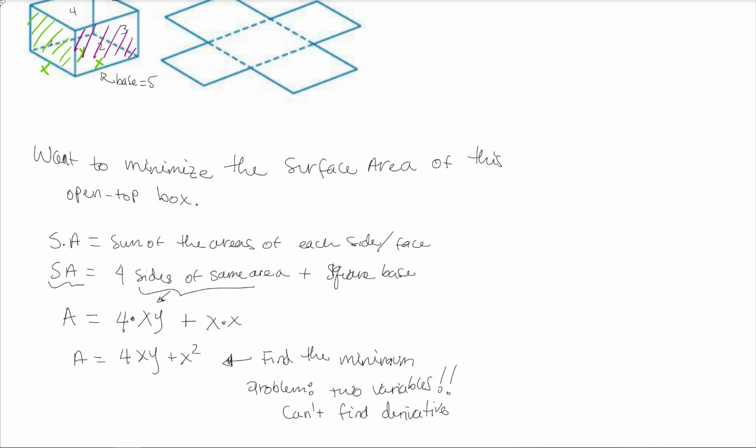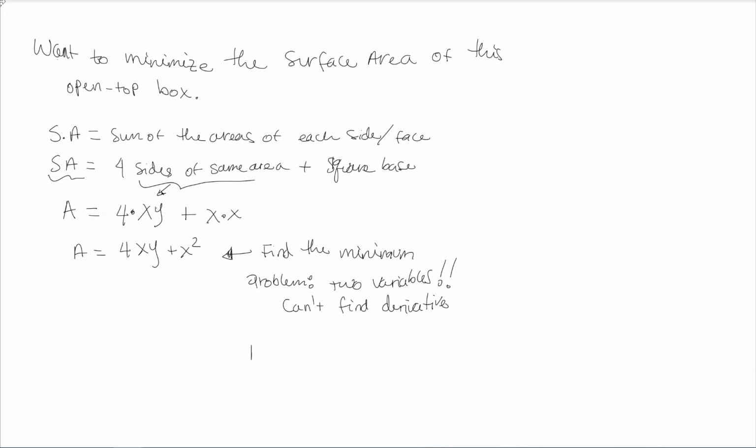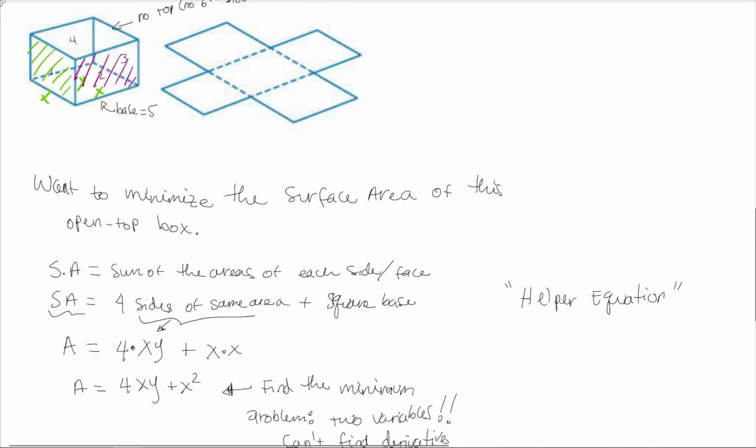So let's go back to the problem. What can I use to express this in terms of one variable? So we need to express the area in just one variable. So we're going to try to come up with what I like to call the helper equation. Something that's going to help us express the thing that we want to minimize, the a, in terms of one variable. So let's go back to the problem.